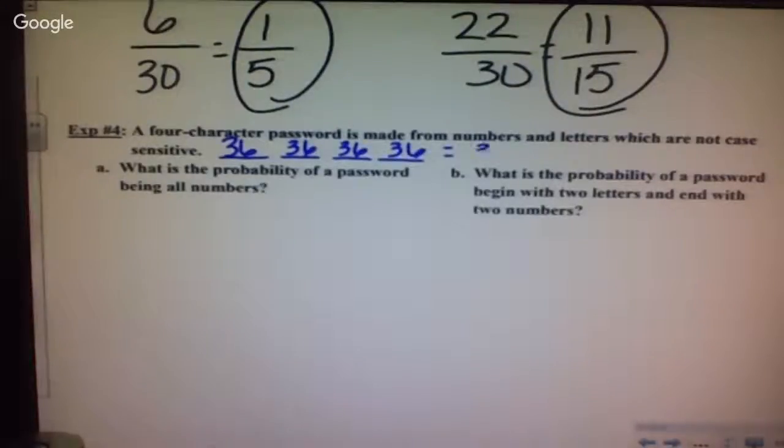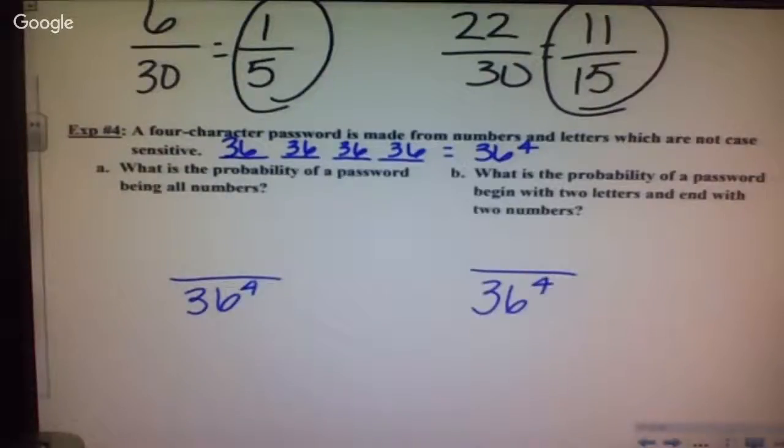Well, I can also write this as 36 to the 4th. Or you can get the number, it's like 1 million something. Okay, so in the bottom, that's your total. 36 to the 4th. Those are all of your options. You've always got to think about that first.